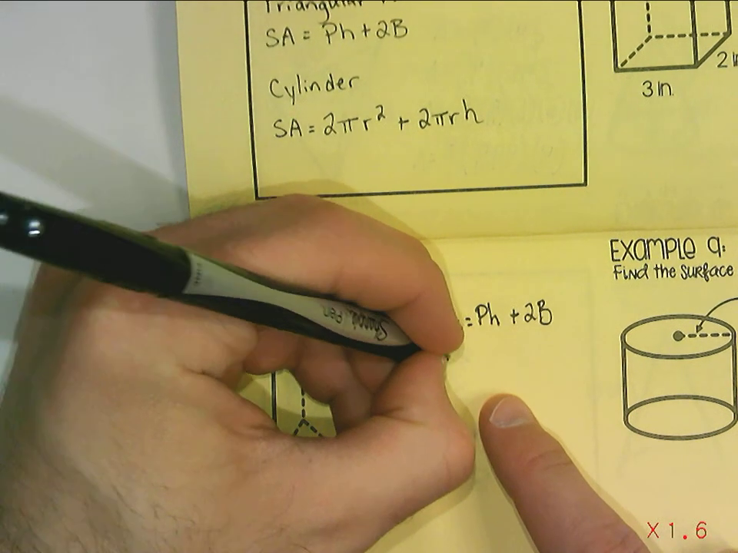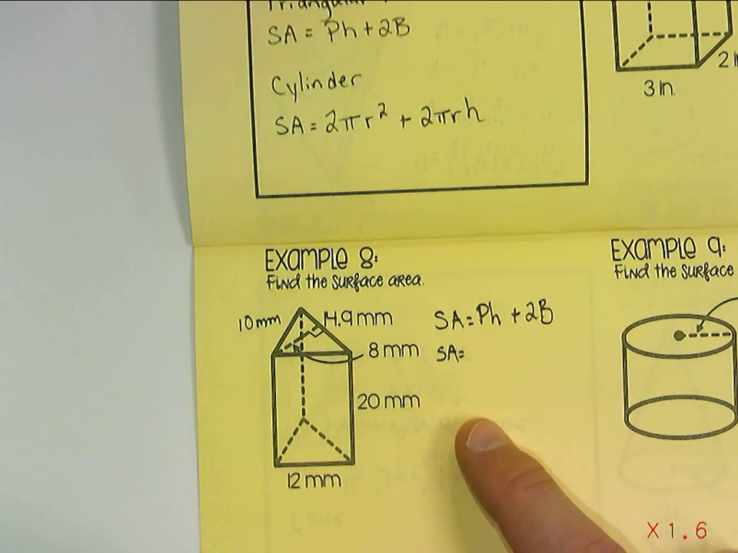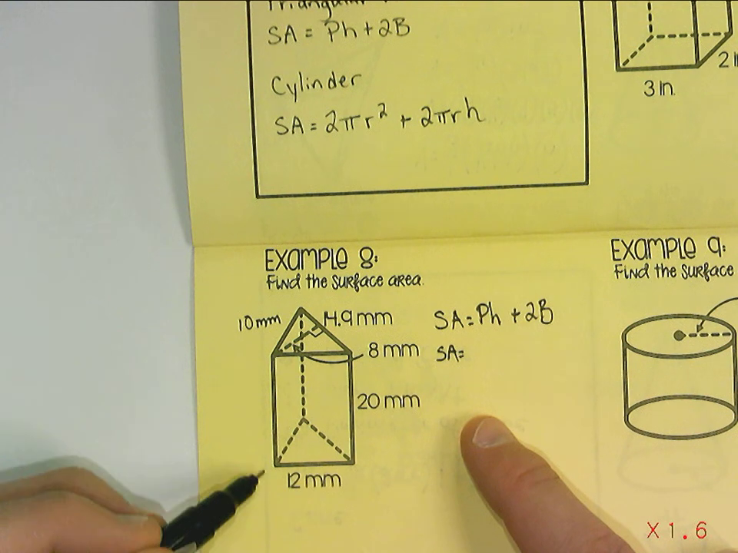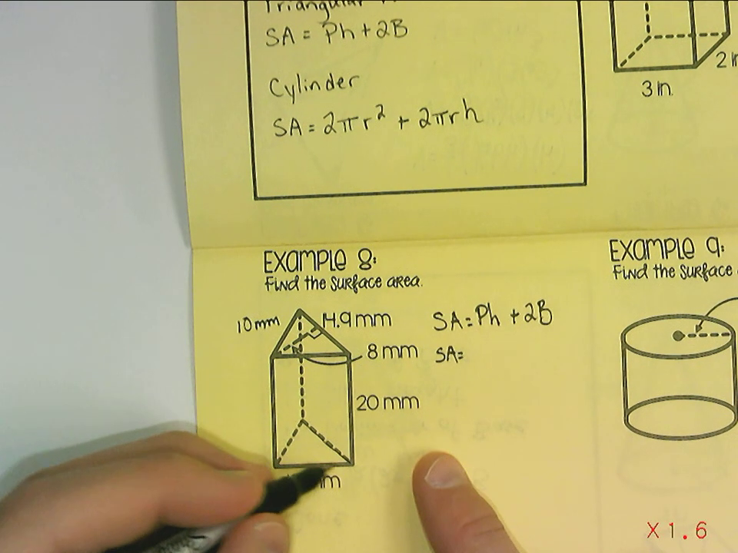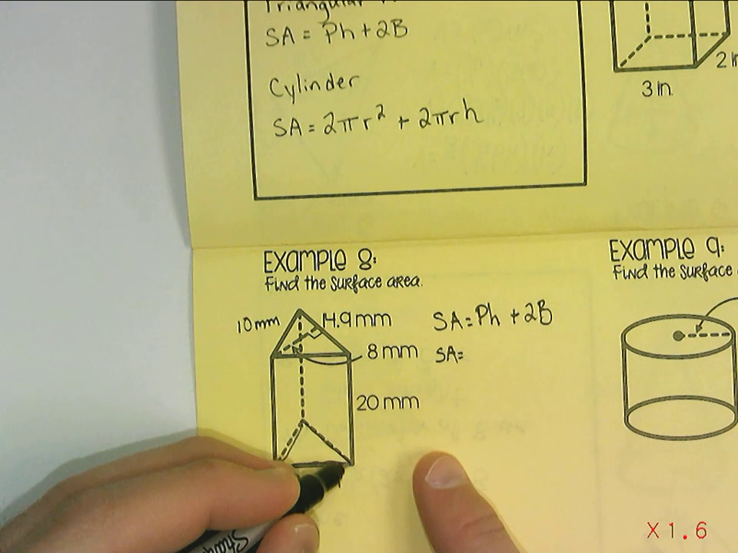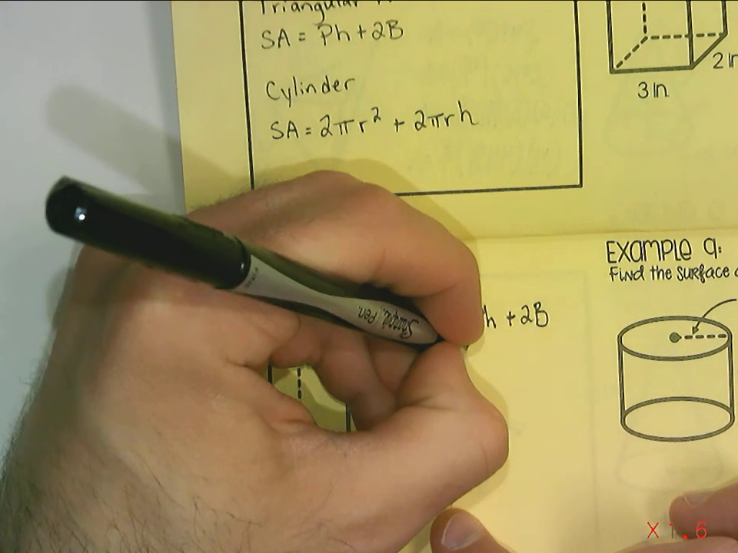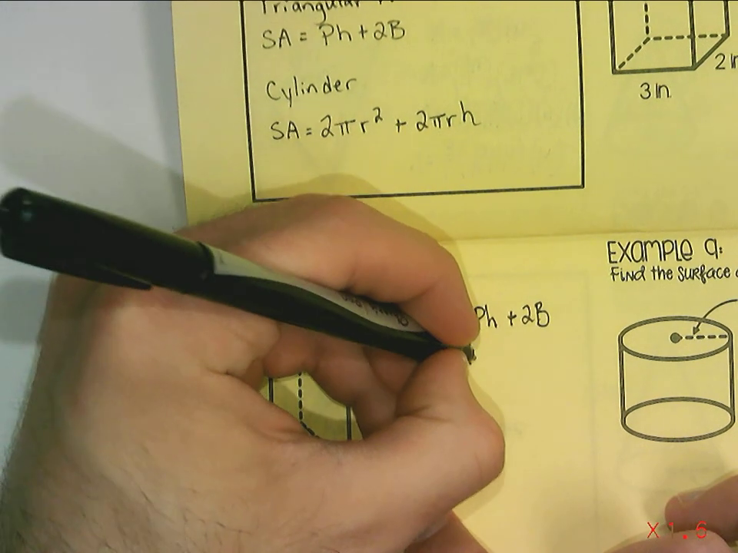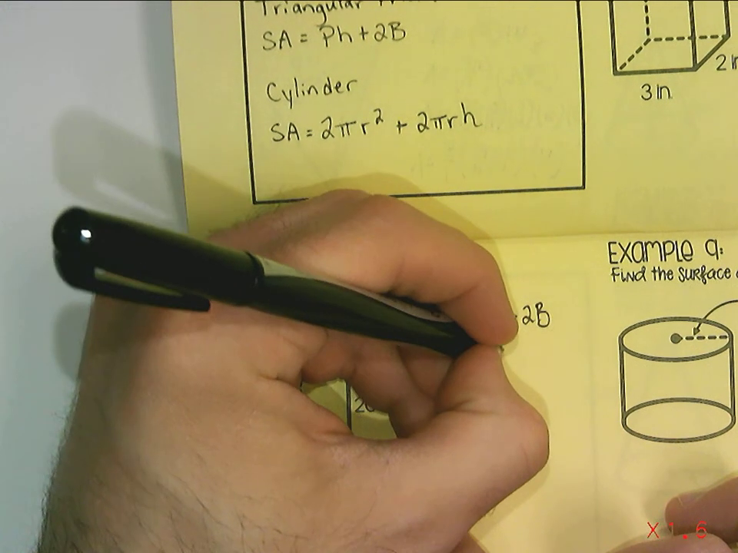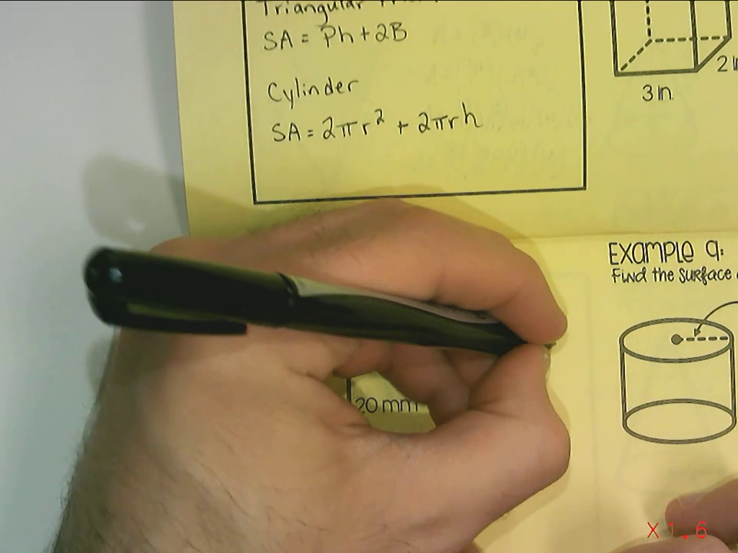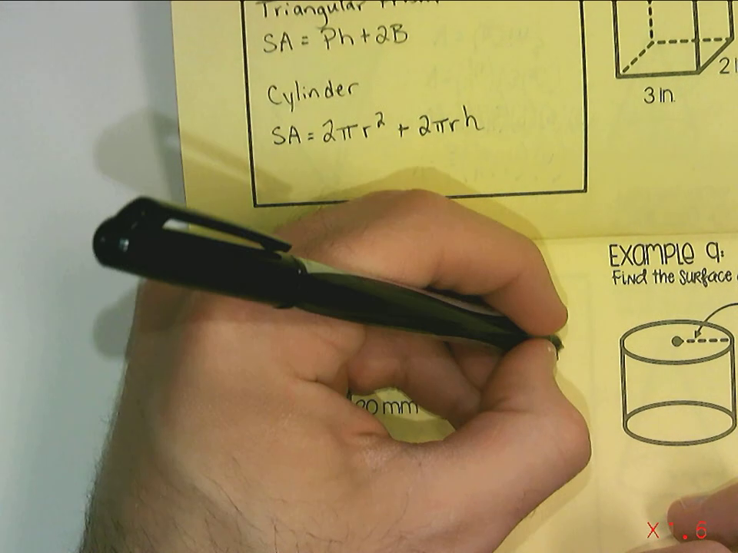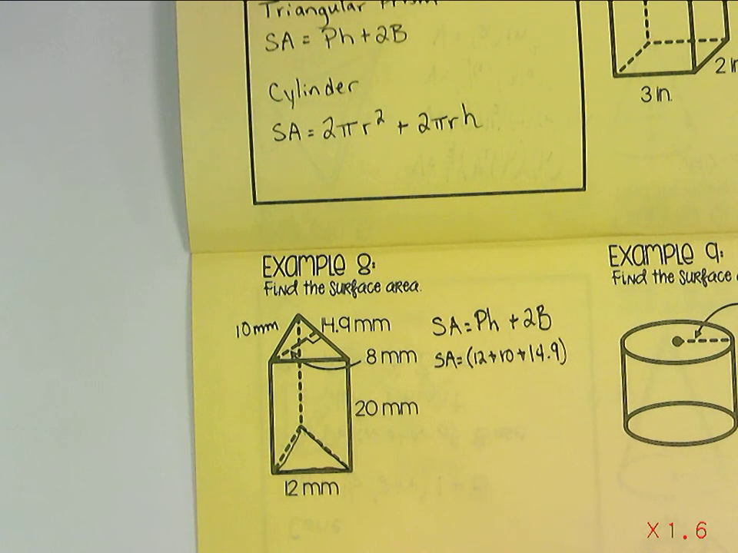So surface area equals perimeter of the base. Remember, perimeter is the distance around. So we would call this our base down here. So that's going to be, and we'll add those together, 12 plus 10 plus 14.9. This is going to get kind of long, times the height, which I believe is, let me just find my example here, 20.